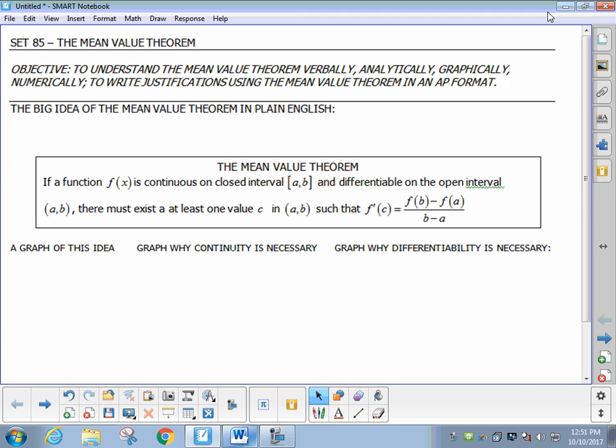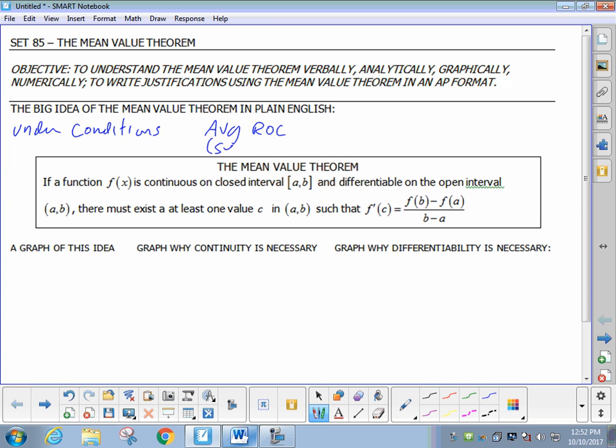Okay? The big idea of the mean value theorem in plain old English is under certain conditions, average rate of change, or if you like, secant slope, if we look visually, equals instantaneous rate of change, or tangent slope, if I look visually. Okay? The conditions, though, are in the formal mean value theorem as written for you in that box.